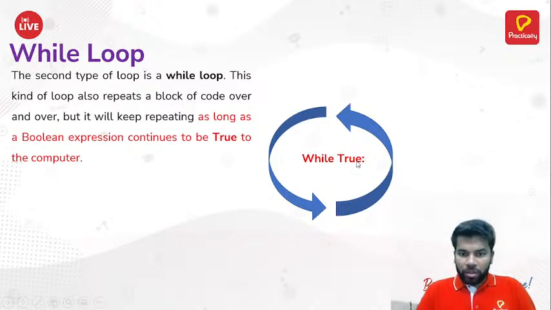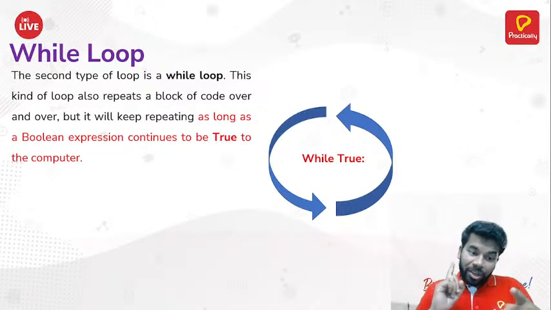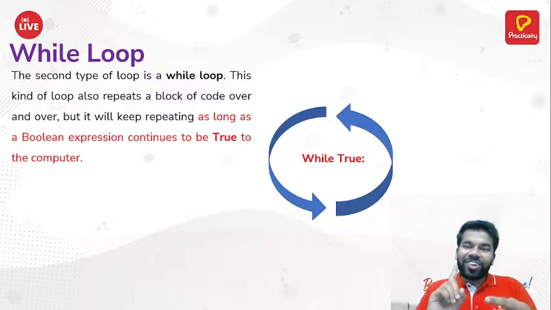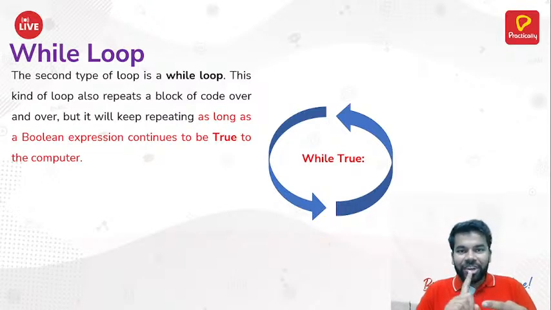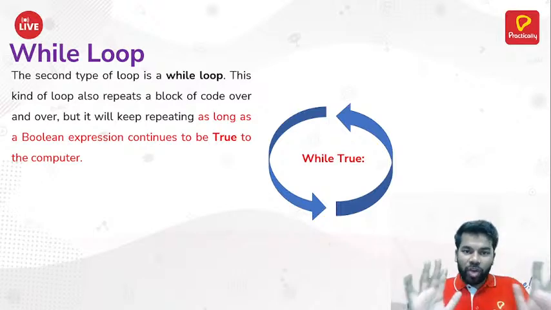While is a keyword here, and we define a Boolean condition. That condition will result in true or it will result in false. There is no third way. As long as the condition is true, the computer will execute the lines of code. As the condition fails, the computer will stop executing. This is the concept of the while loop.